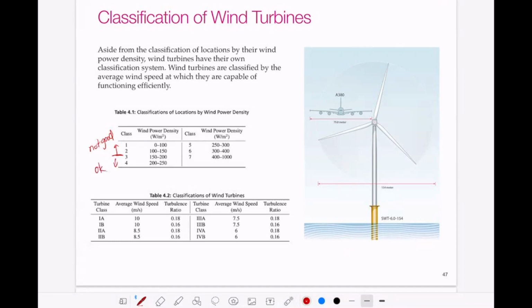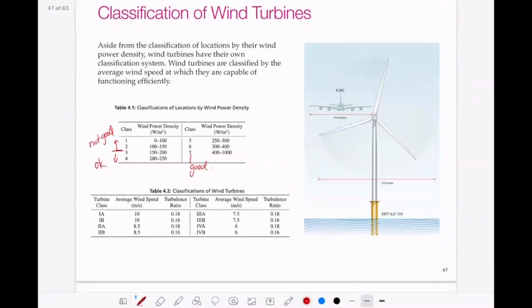And then class 5, 6, 7, these are good. This is where we want to be. If we calculate the wind power density for some region and it's not high enough, then it's not feasible. It's not worth it to put wind energy there if we can find somewhere that has a higher wind power density.